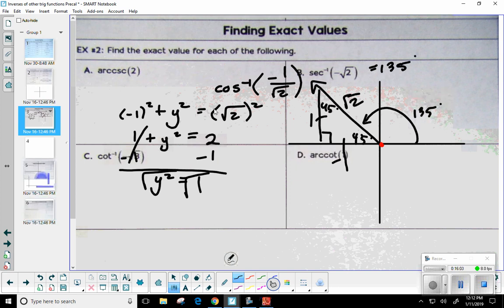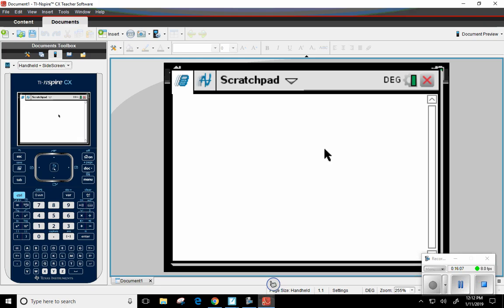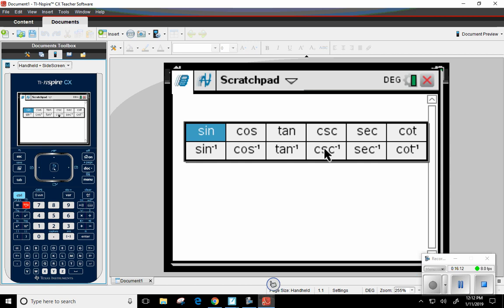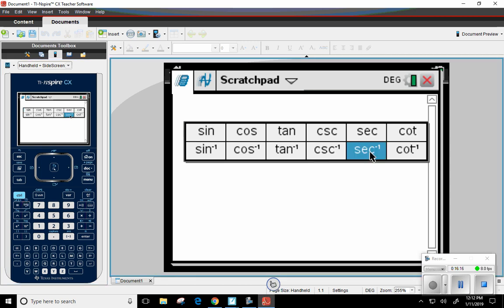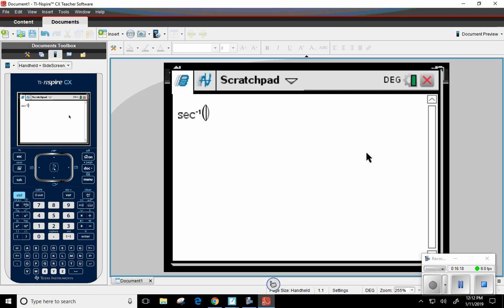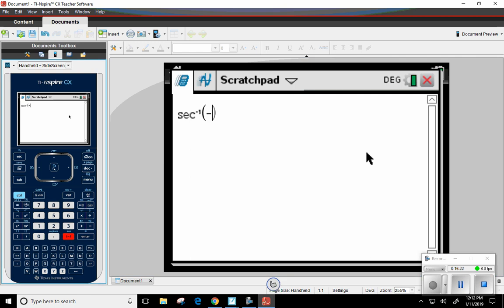In fact, let me check it out on the computer. So secant inverse. Let's see if it does the same thing again. Okay. And it is not. There you go. I don't know why sometimes it does and it doesn't. So I'm going to choose secant inverse, which is arc secant. And then what was it? Negative square root of 2? Is that right? Okay. Let me type it in. We said 135. That is exactly what we got.